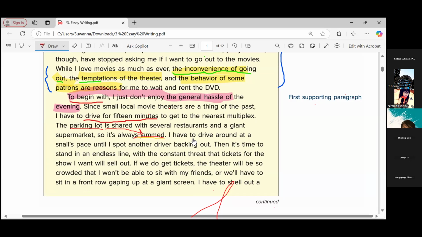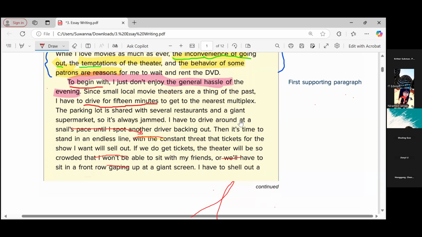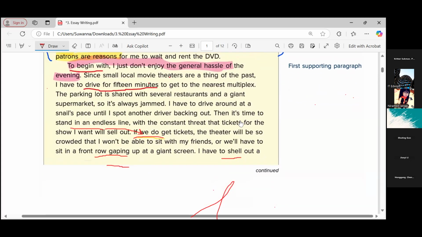Yes, very good. We can see this one as well, right? Stand in an endless line. Anything else? Yeah, the tickets may be sold out. Right, that's one of the reasons. Okay, very good, guys. Fantastic.